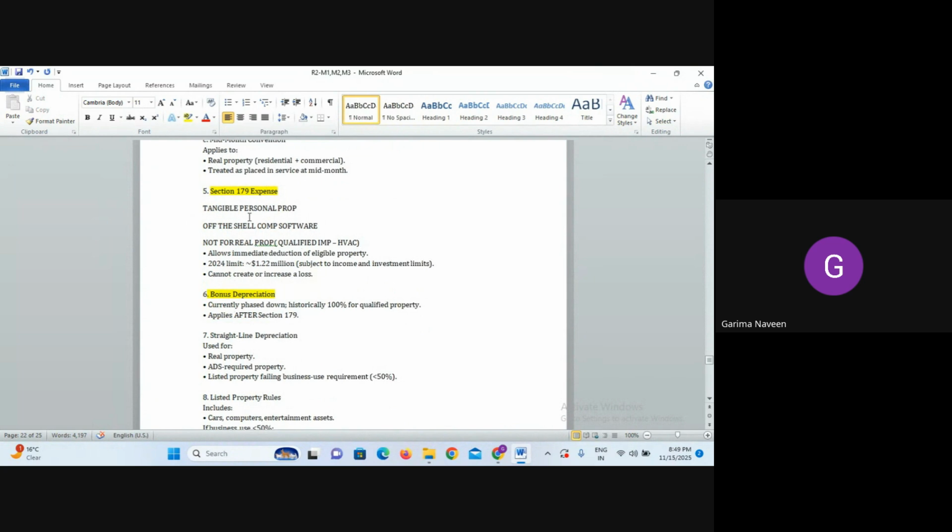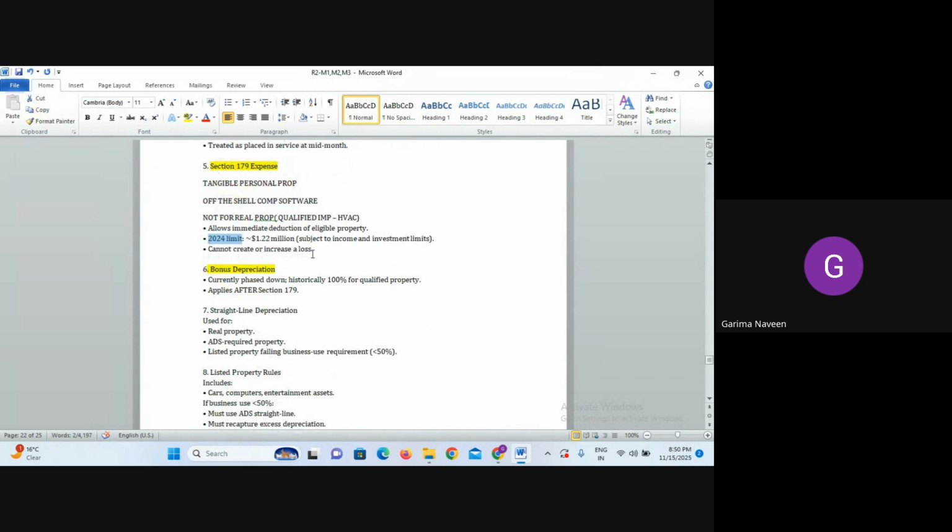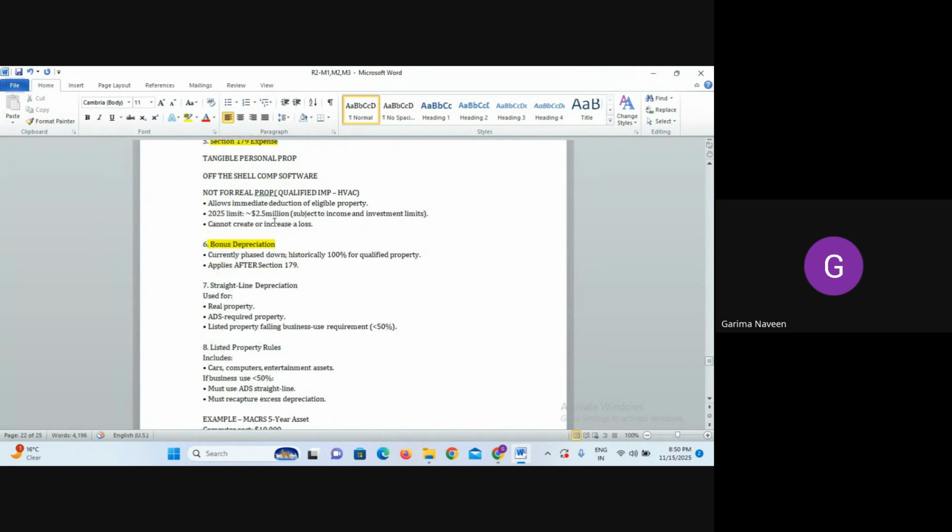Okay. So it will be applicable only in the first year in which you have placed it into use. Given only for the first year, and the limit is 1.22 million. It was for 2024, but now for 2025 it is, I think, 2.5 million. Please confirm this limit from your book if you have a new edition.